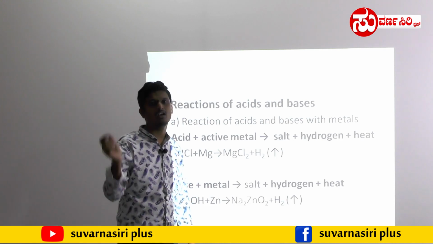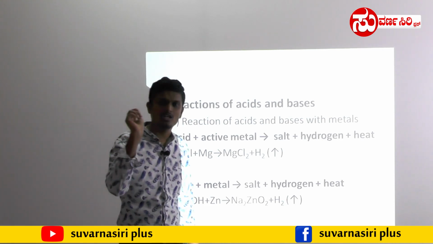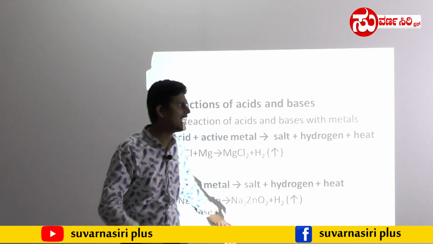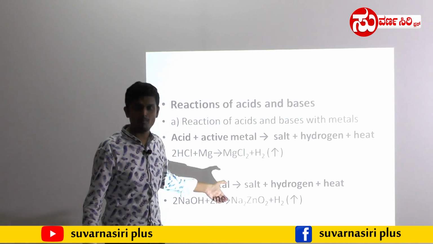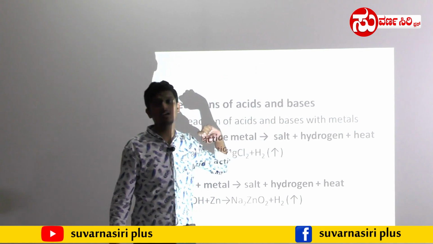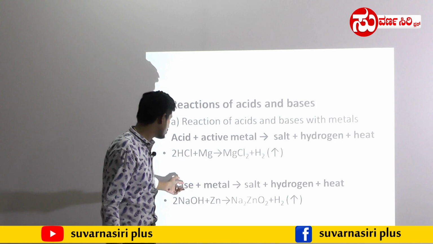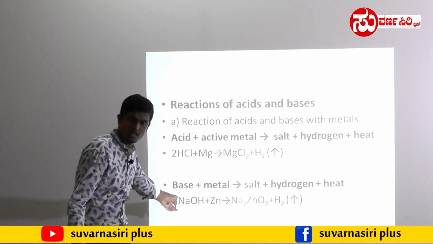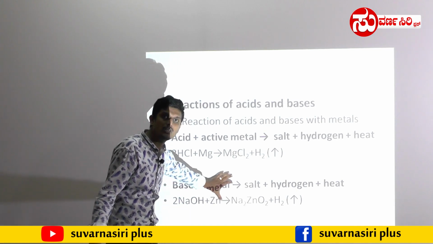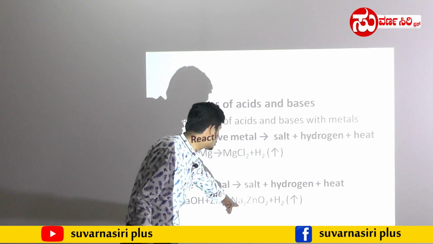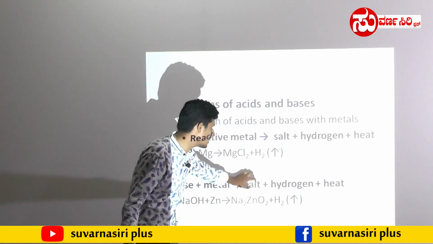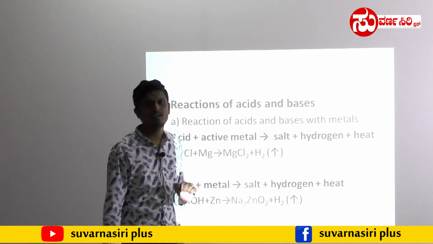Any acid, it may arise in your MCQ question. The general reaction: any acid or any base, if they react with metal, they always form salt and liberate hydrogen gas. Then next one, base. Here the strong base, NaOH, sodium hydroxide. If I take this base and react it with zinc metal, it forms sodium zincate, Na2ZnO2. It is also a salt. It also liberates hydrogen and heat energy.